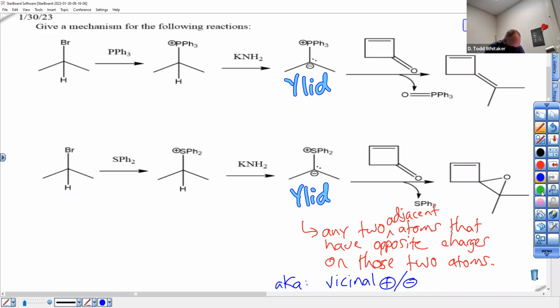Here, we're making the ylid first. It's always two steps. So you need a nucleophile. You can make a sulfur ylid with sulfur and a phosphorus ylid with phosphorus. We kind of see that here. And they do different things. I hope we see that as well. But the start is the same.